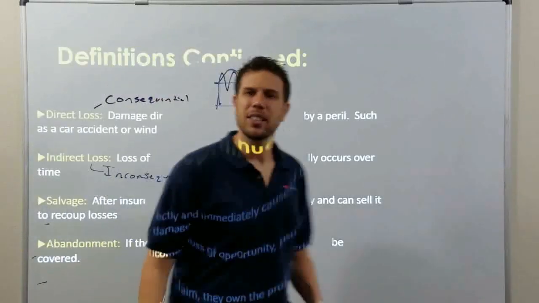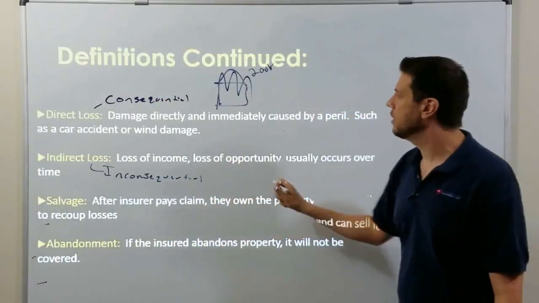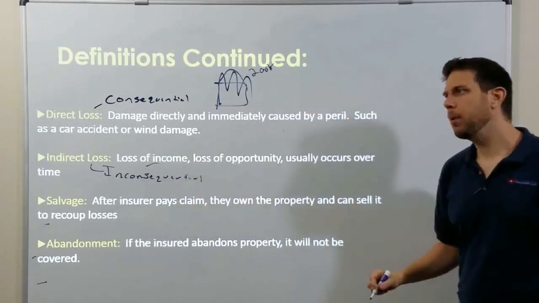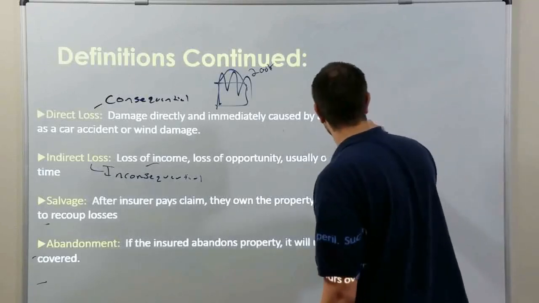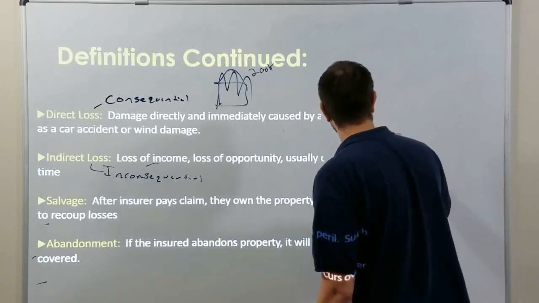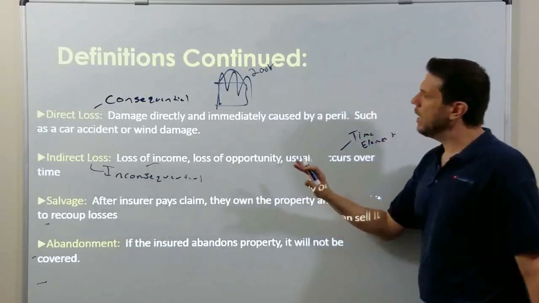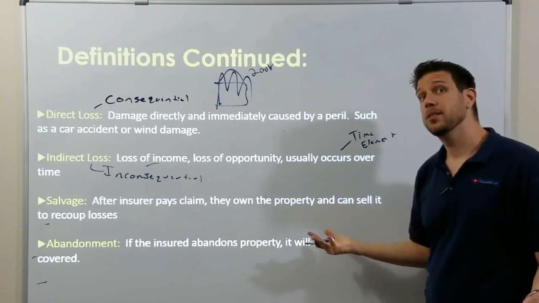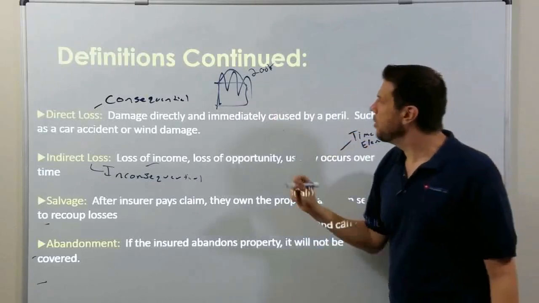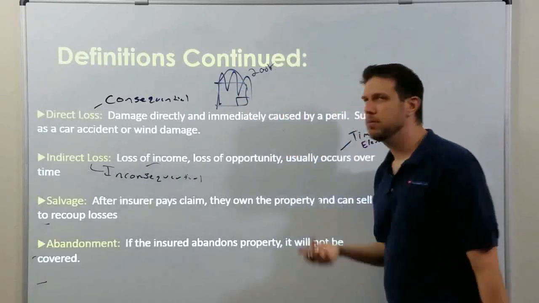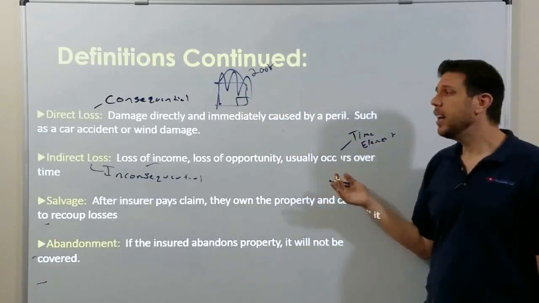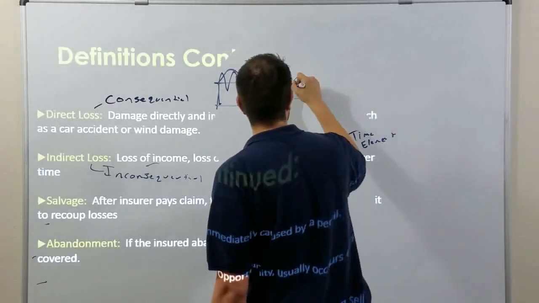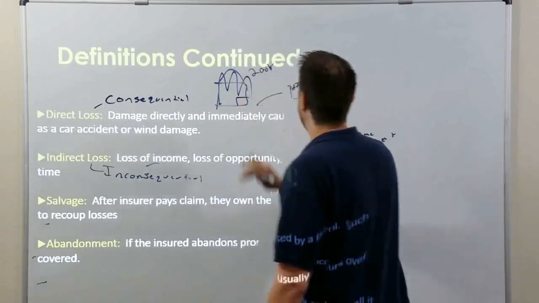And on your test, an indirect loss is a loss of income, something that occurs over time, also known as time element. If your house burns down, where are you going to live? Let's say the house burned down and you had somebody renting a room. Are they still going to pay you for that? Indirect losses are like having to be put up in a hotel after your house burns down.